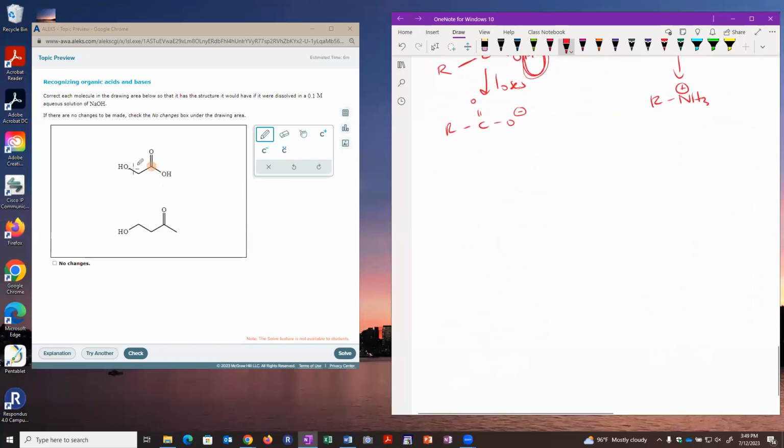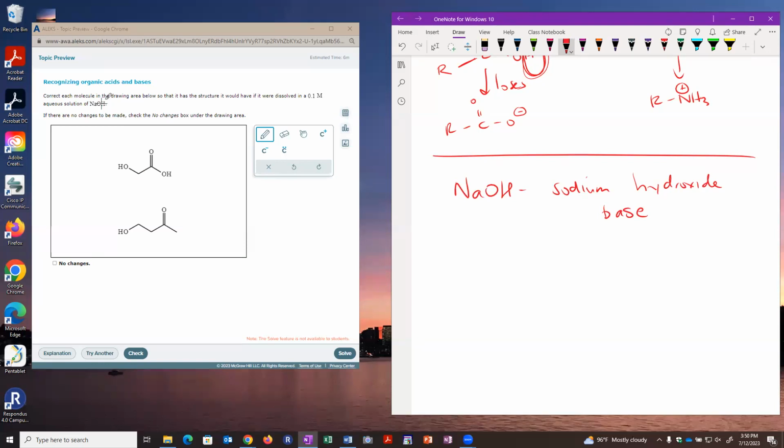Now, when we're given our options here, it says to convert each molecule to the structure that it would have if it were dissolved in a 0.1 molar aqueous solution of sodium hydroxide. A couple of things we need to note here: NaOH is sodium hydroxide. We've seen that several times in this class. Sodium hydroxide is a base, so if you react it with something else, that something else would react as an acid.